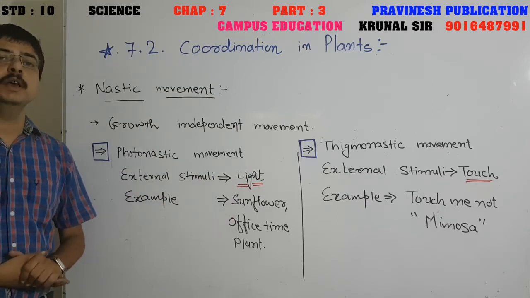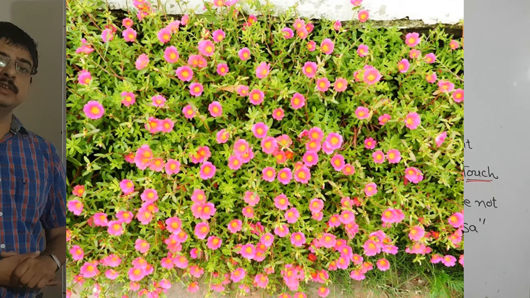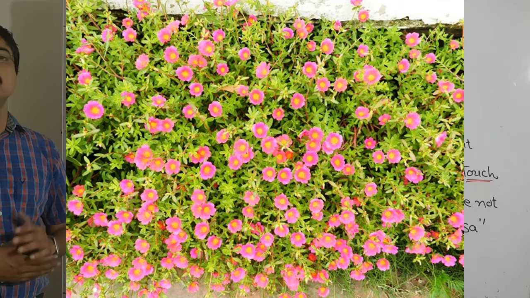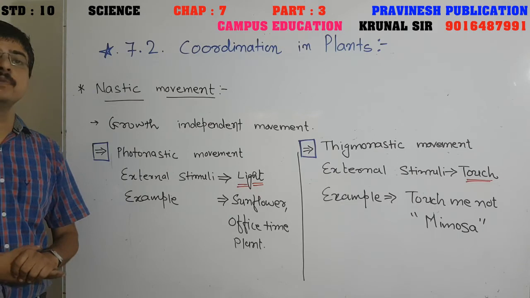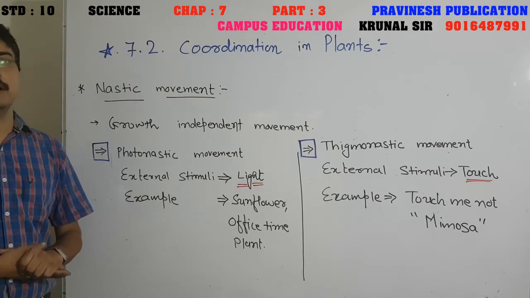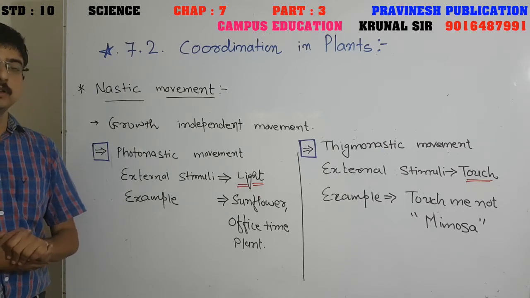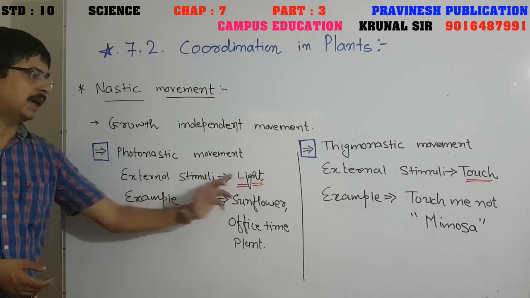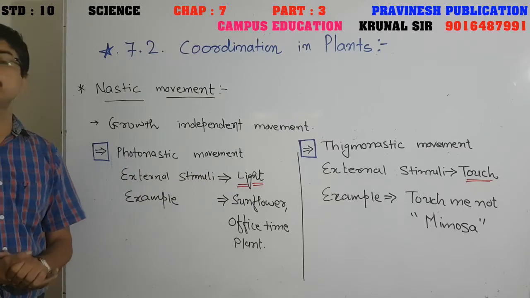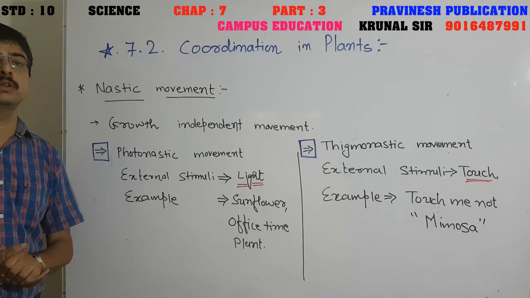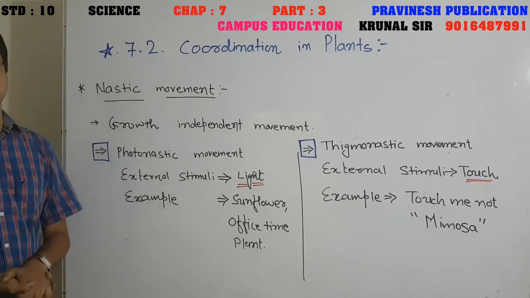Friends, on your screen you can see the sunflower plant, then the office time flower plant. Friends, in photonastic movement, in the example of the sunflower, you can see that the sunflower plant is always directed towards the sunlight. So here the external stimulus is light and this movement of the plant is known as photonastic movement. Here friends, no growth is involved, so these are growth independent movements.